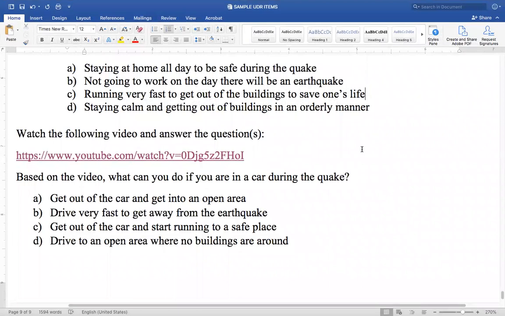So, watch the following video and answer the questions. Based on the video, what can you do if you're in a car during the quake? First of all, about the video, that was an actual video from people who were witnessing that earthquake. I believe it was two or three years ago. It happened in Mexico City. So definitely it's something terrible to watch, to be put in a test.